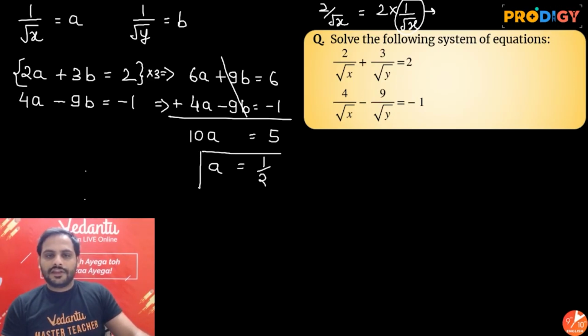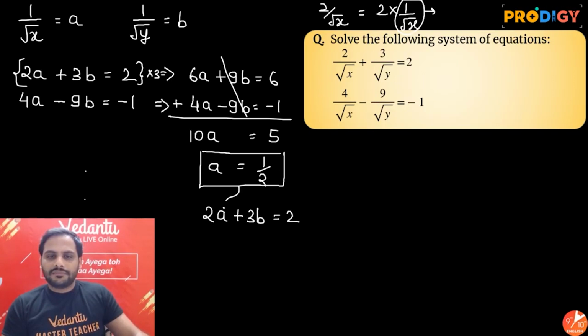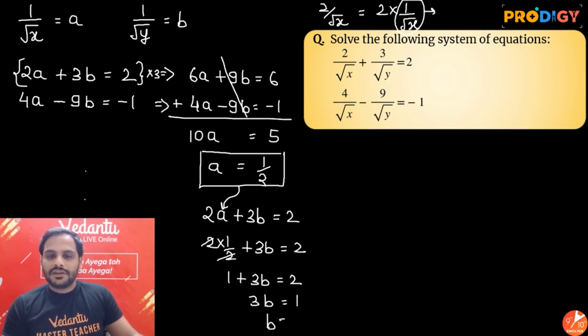Now this value of a, 1 by 2, I can put it in any of the equations. First one or second one, let's put it in the first equation. So 2a plus 3b is equal to 2, put a as 1 by 2 in this equation. So 2 into 1 by 2 plus 3b is equal to 2. 2 into 1 by 2 is 1. So 1 plus 3b is equal to 2. Shift 1 over there. 3b is 2 minus 1, which is 1. So b is equal to 1 by 3.